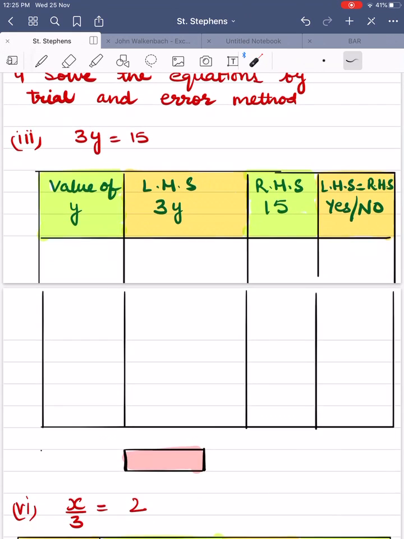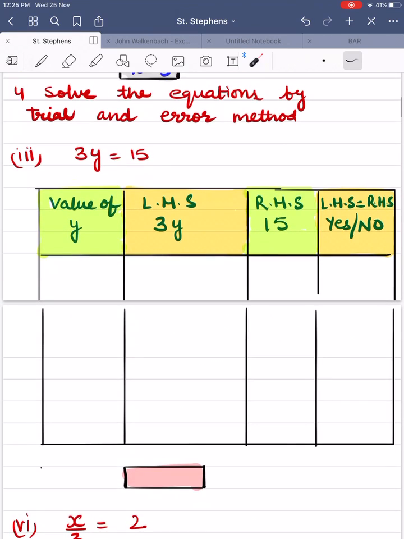Now let's move to question 4. Solve the equations by trial and error method. Children, I hope you remember in this method we substitute different values for the variable until left hand side is equal to right hand side. So let's do third part. 3y is equal to 15. Here left hand side is 3y and right hand side is 15. So let's substitute different values for y until left hand side is equal to right hand side.